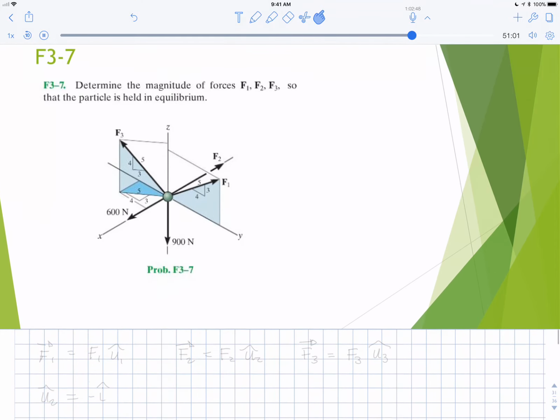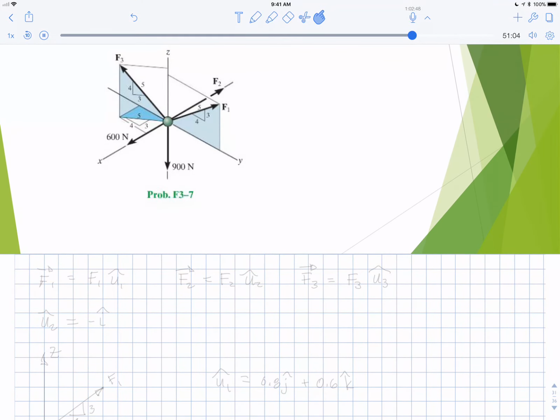The first thing we want to do is express these forces as vectors. We're going to have F1 equals the magnitude of F1 times a unit vector along the direction of 1, and similarly F2 will be F2 times a unit vector in direction 2, and force F3 vector will be F3 times a unit vector in direction 3. What we need to do is get these three unit vectors, U1, U2, and U3.